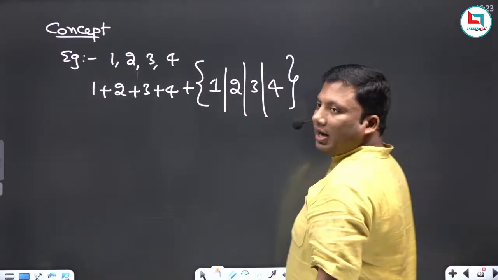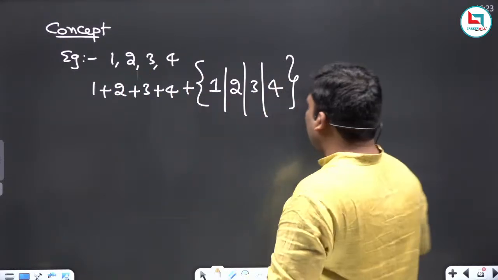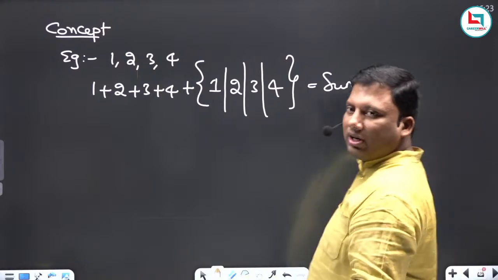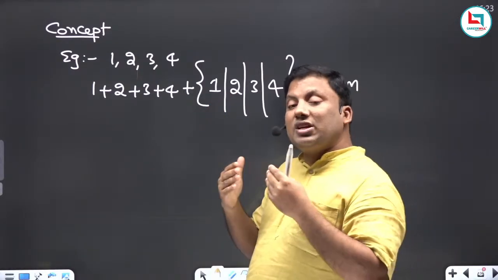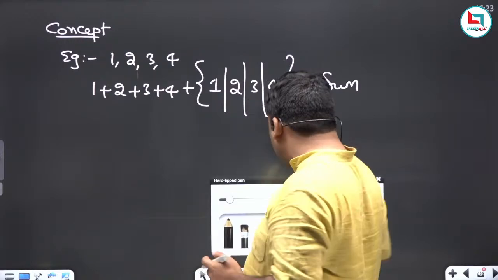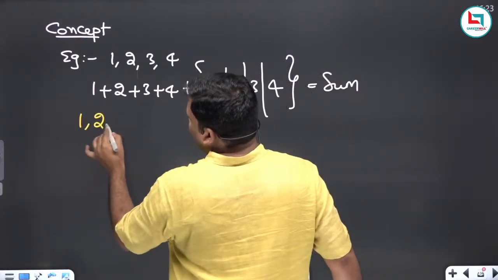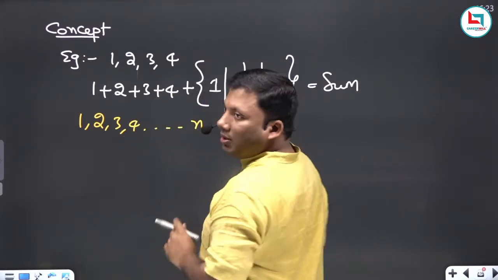Unknowingly, he added one number twice. That number could be 1, 2, 3 or 4, added to the sum. This is with an example 1, 2, 3, 4. I hope it is clear. What is this in the bracket? The number which I added twice unknowingly. Same thing we will do: replace 1, 2, 3, 4 with n. 1, 2, 3, 4 and so on up to n.